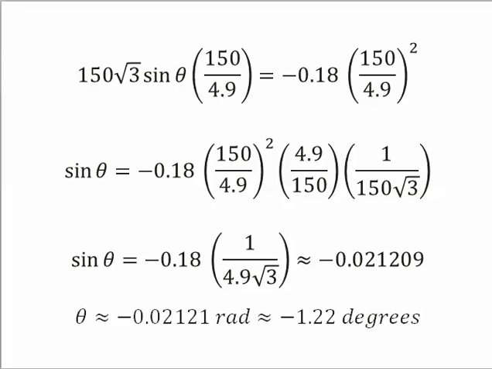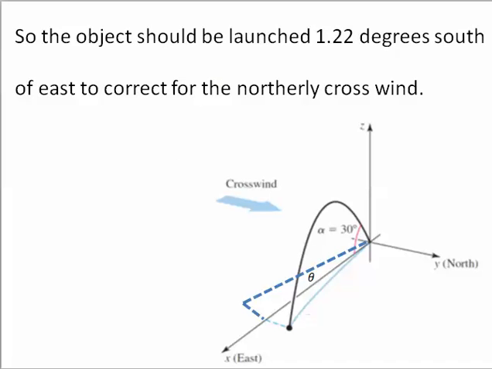So of course we want to isolate sine of theta, and then we use arc sine, and we get approximately negative 1.22 degrees, so just a little bit south of due east. So the object should be launched about 1.22 degrees south of east to correct for the northerly crosswind.